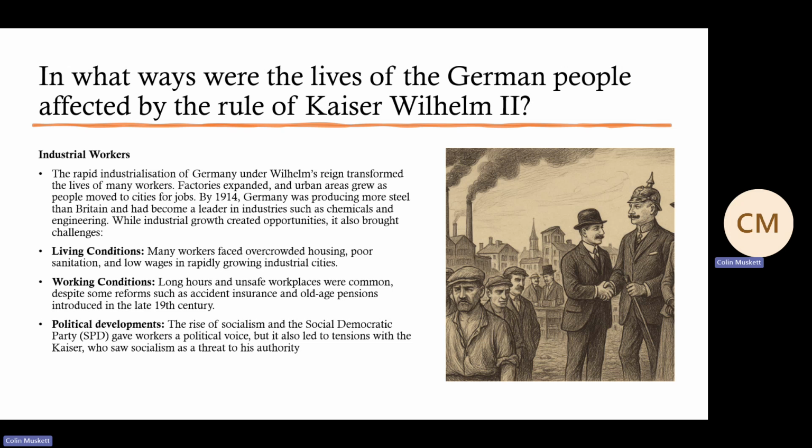So the Kaiser tried to tackle the growing discontent by ensuring that there were pensions and sickness insurance and those types of safety nets in place. But he also used repression. He cracked down on trade unions. He even said he believed that the trade union leaders should be shot.